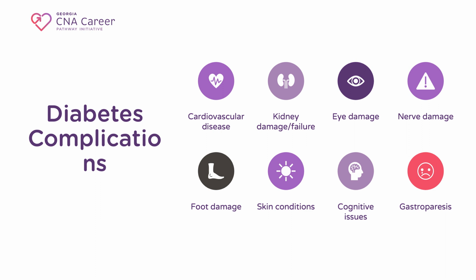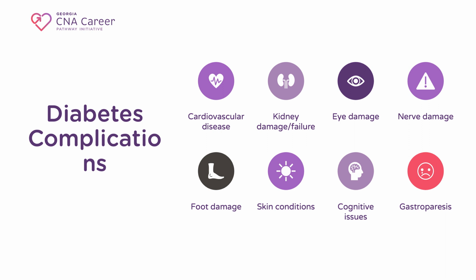2. Kidney complications. Diabetic nephropathy. Diabetes can damage the kidney's filtering system, leading to kidney disease, and in severe cases, kidney failure. 3. Eye complications. Diabetic retinopathy. High blood sugar levels can damage the blood vessels in the retina, leading to diabetic retinopathy and potential vision loss. 4. Nerve damage. Diabetic neuropathy. Diabetes can cause nerve damage, leading to numbness, tingling, pain, or weakness, typically in the hands and feet.